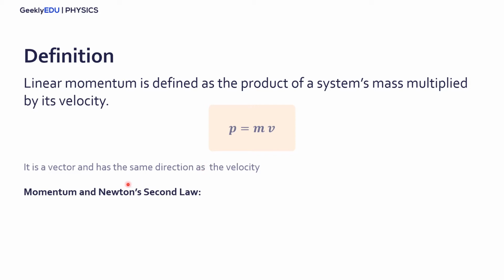Also, we have a relationship between momentum and Newton's second law of motion. So we know that for a system, the net force is the mass times the acceleration. And the acceleration is actually the variation in velocity divided by the variation in time. We can just put this mass inside this multiplication here. So we have that mv is actually momentum. So it leads us to the net force being the variation in momentum over time.